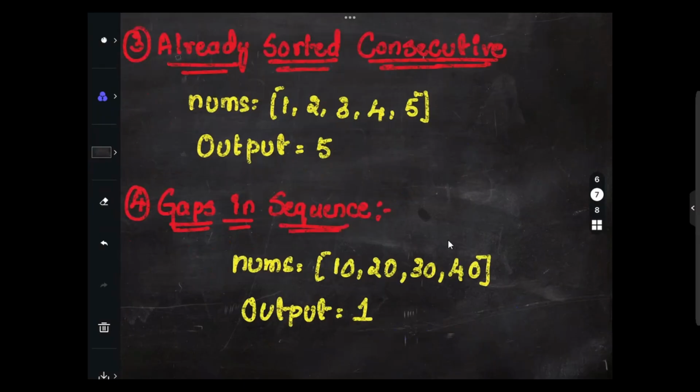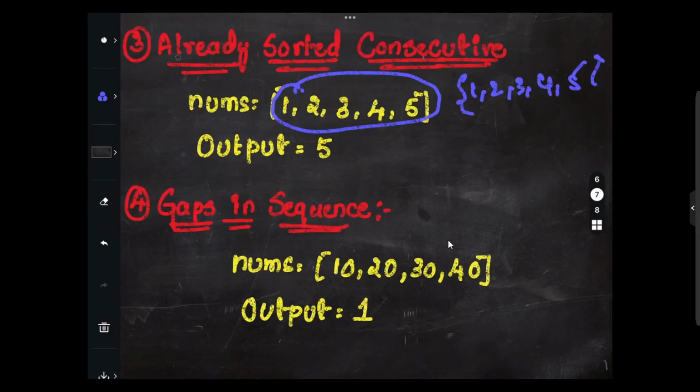Next, let's move on with the third edge case, nothing but already sorted consecutive. Here in this case, we have 1, 2, 3, 4, 5. Already sorted consecutive means they are sorted in order, right? You can clearly see 1, 2, 3, 4, 5. So we can just consider this directly. So the output will be 5. The length of the longest sequence is 1, 2, 3, 4, 5 itself, so length will be 5 in this case.